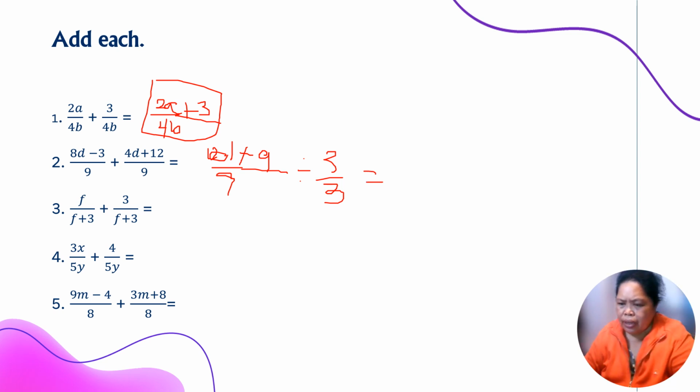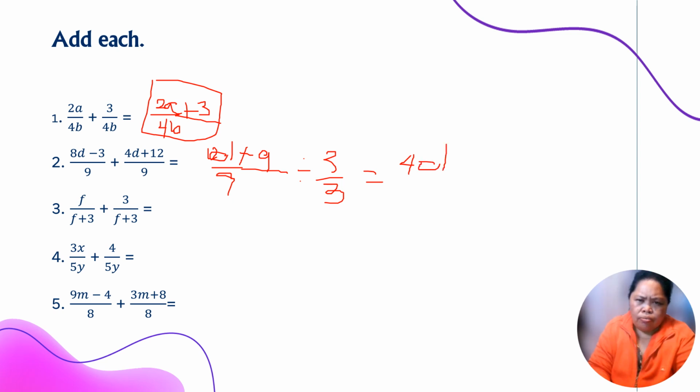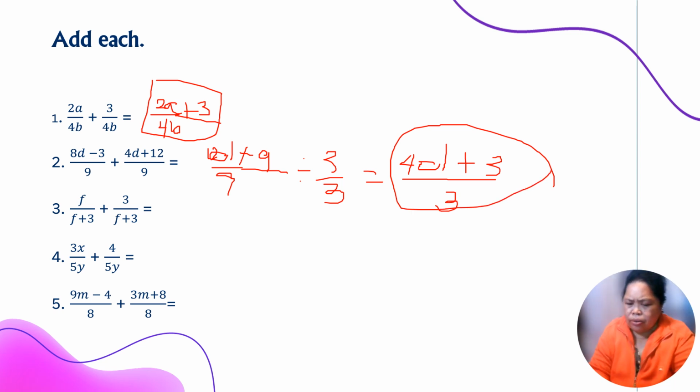To simplify, we got 12 divided by 3 is equal to 4, that's 4d. Then plus 9 divided by 3 is 3 over 3. Okay, so that can be your final answer. And then you may continue all the other examples as we go on.